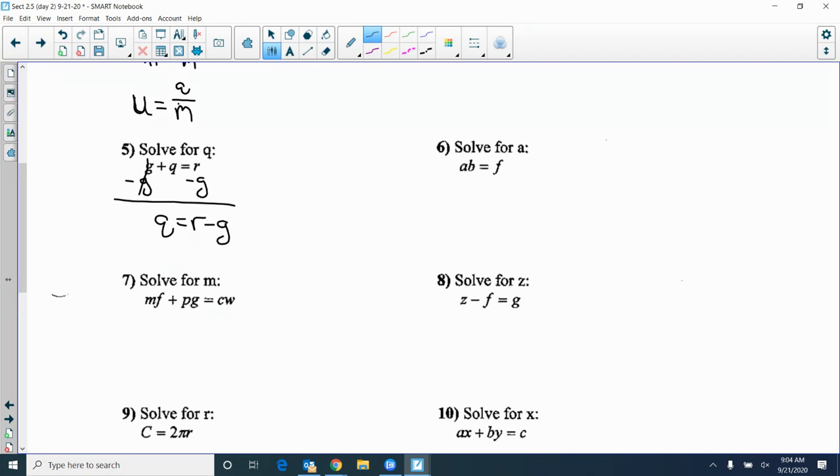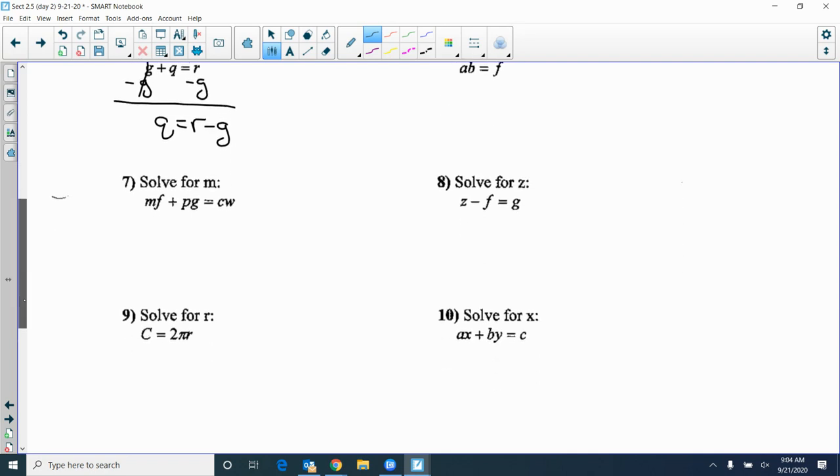And if you really struggle with this, again, you can always just put in dummy numbers and figure out what would I do if I just had these numbers instead of all these letters. Because the process is gonna be the same. All right, number 7.